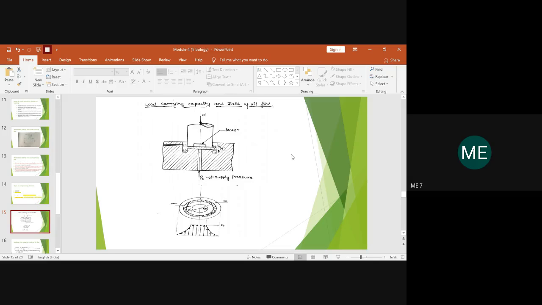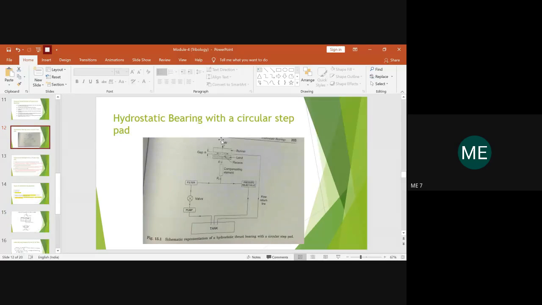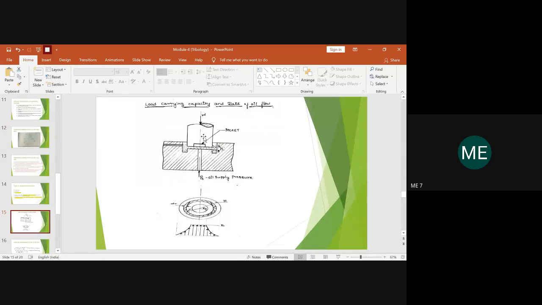So now it is 12:45. I think in tomorrow's class we'll start with this. I'll just explain the sketch. It is the same thing you have studied, but that part has been cut and magnified over here, right? This is the shaft, where the load is acting, and this is the pocket through which the oil supply is made to pass.